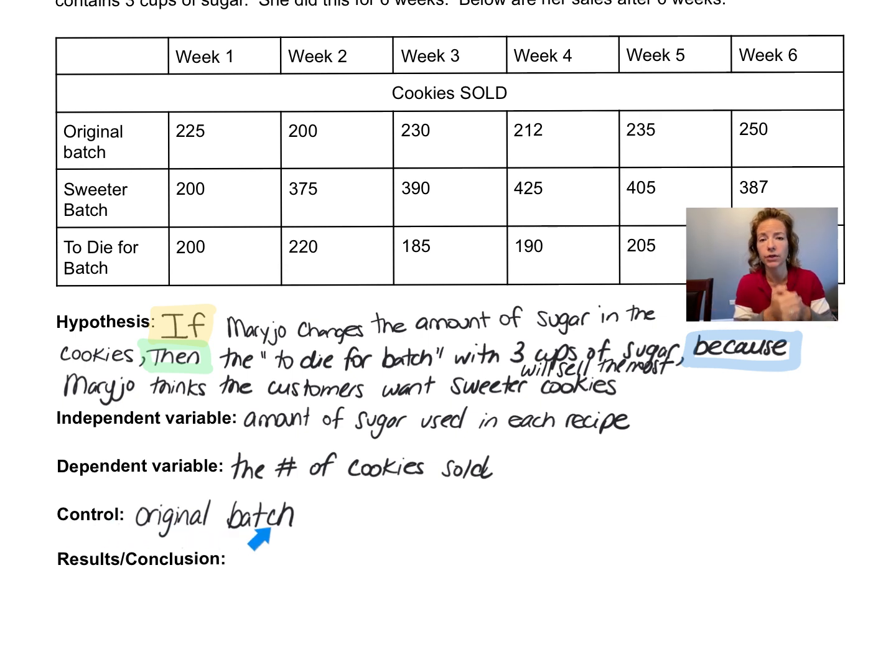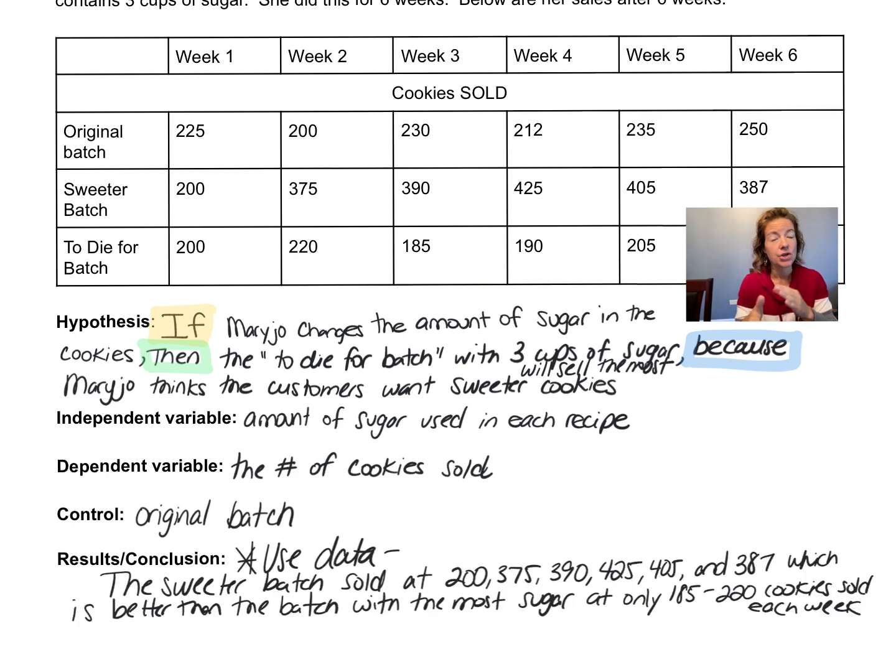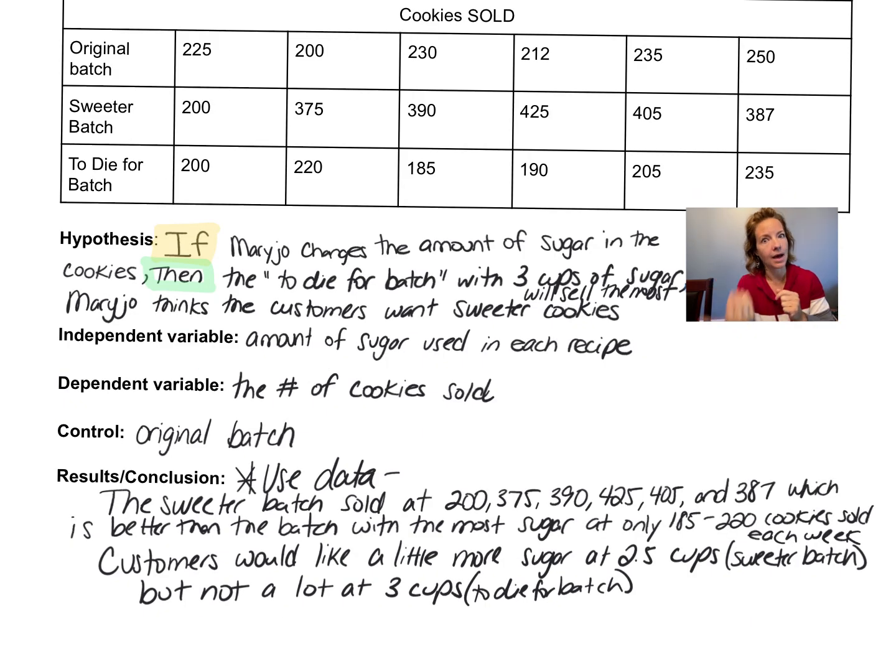And then the results and conclusions. We've got to look at her data and see which group of cookies was selling the most. If you look through the data, the middle ground batch, the sweeter batch, looks like it was selling significantly more. And actually, it looks like the most sugar group, the to die for batch, didn't do so well. So really, her conclusion should be that her customers want a little more sugar, but not a lot more sugar.